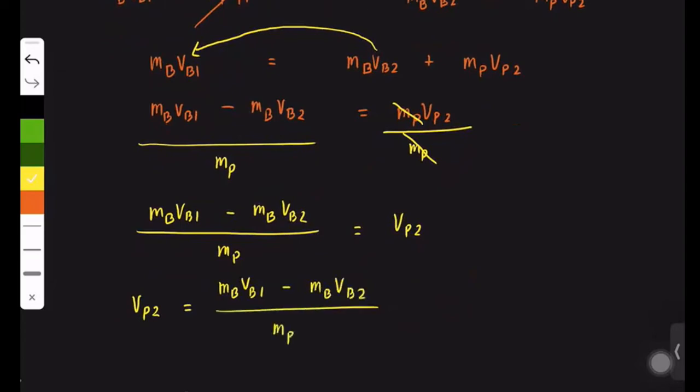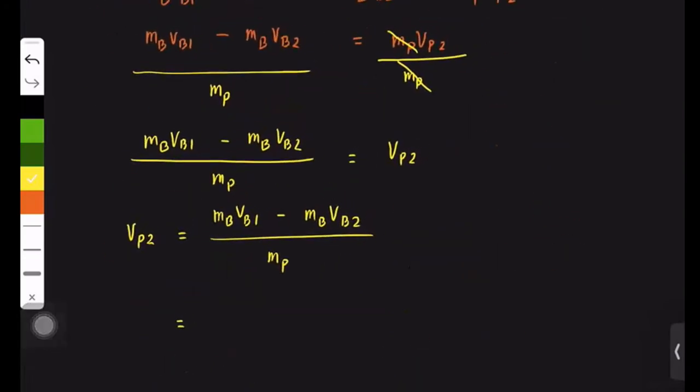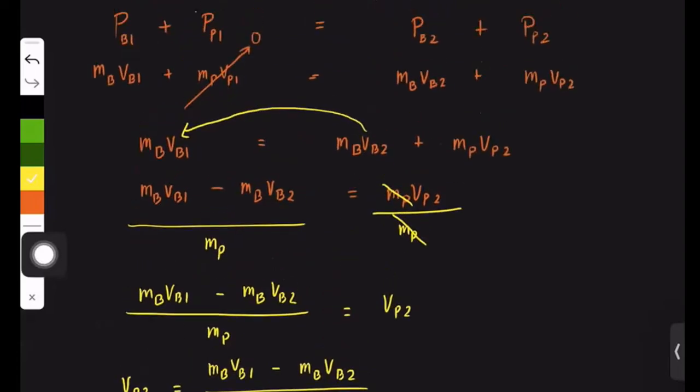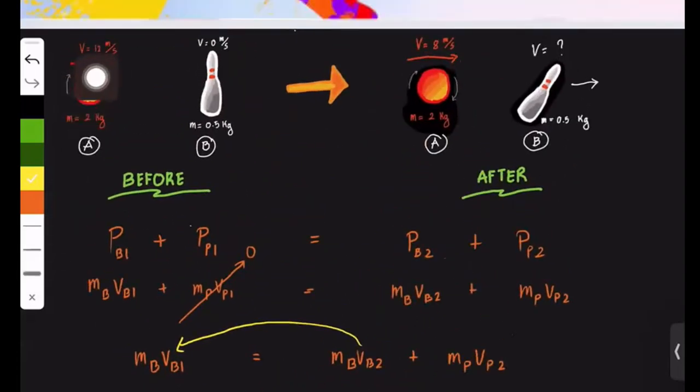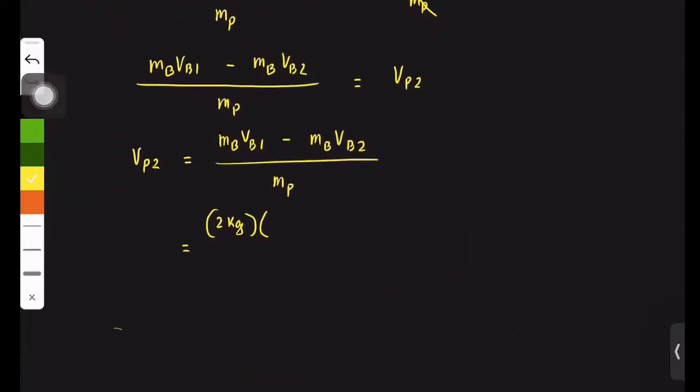After this, you simply substitute all of the given values. The MB here is the mass of the ball, the bowling ball. The mass of the ball is 2 kilograms, so we write 2 kilograms multiplied by your VB1. Your VB1 is the velocity of the ball before the collision. Before the collision, your ball is initially moving 12 meters per second to the right, so you have a positive 12 meters per second.